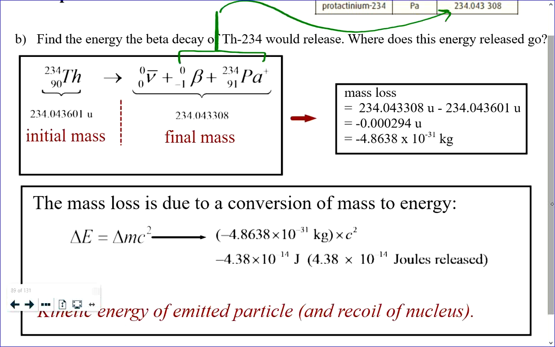There's some kind of energy associated with it. Does anybody have any questions with 4B? I think it was 4B. Doesn't matter. With part B.